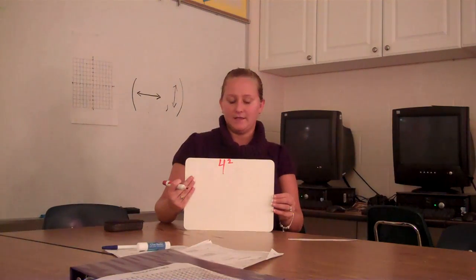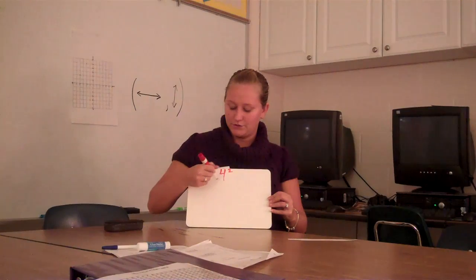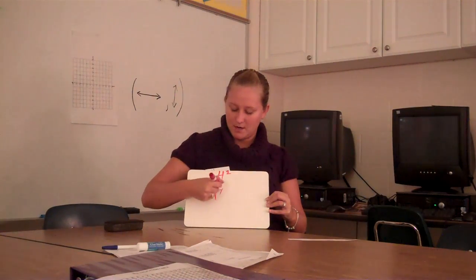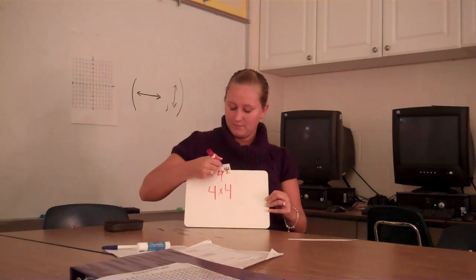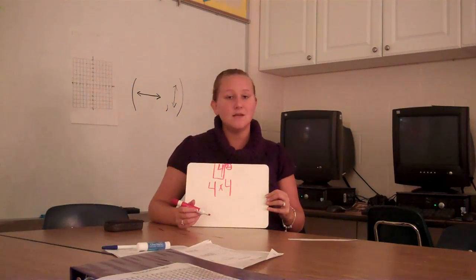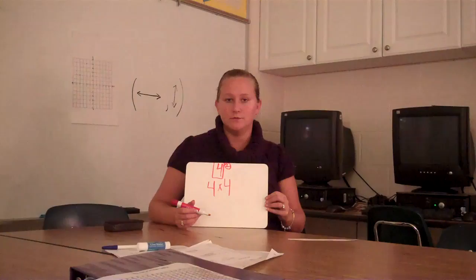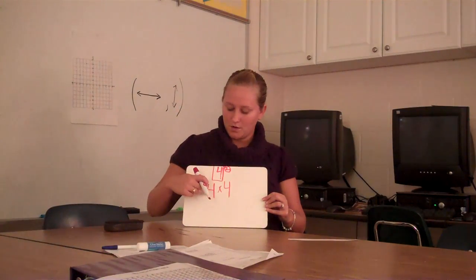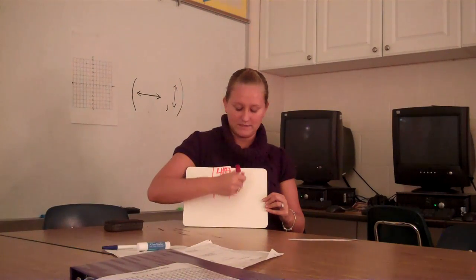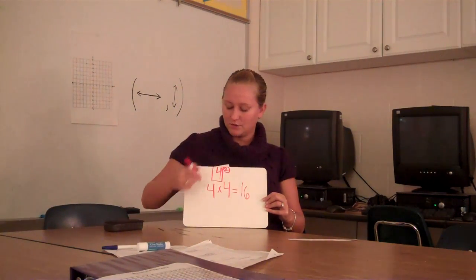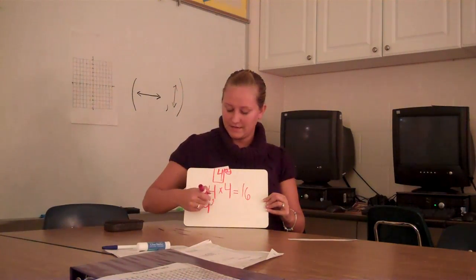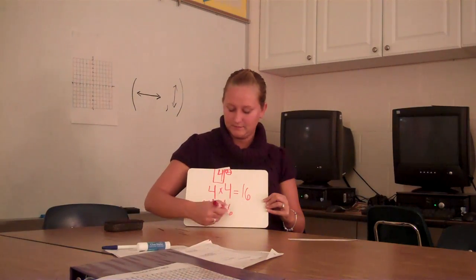The first one I'm going to do is 4 to the second. That tells me that I need to do 4 times 4. I need to multiply 4 2 times. That is not telling me that I need to do 4 times 2. So 4 times 4 is 16. My answer for 4 to the second would be 16.